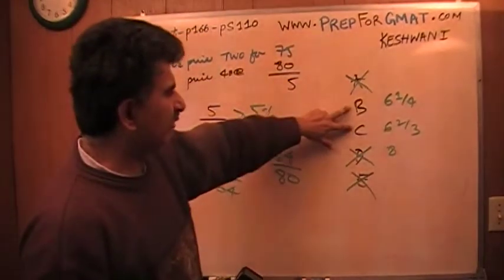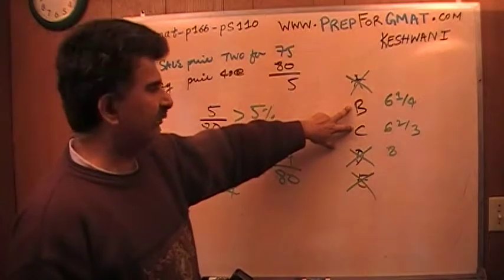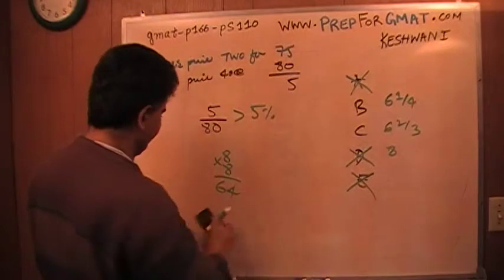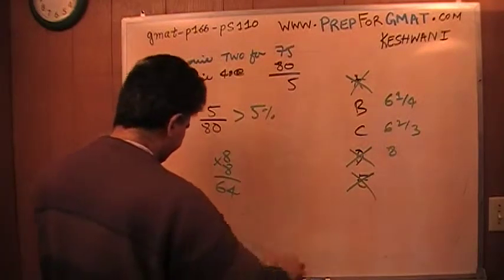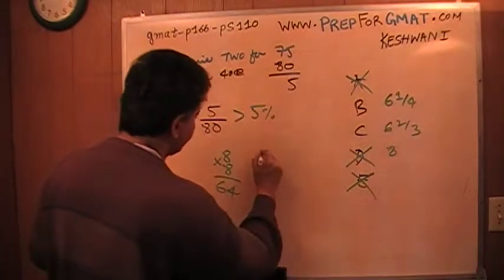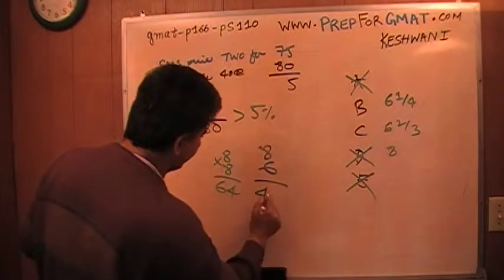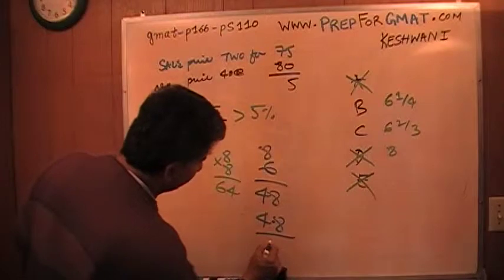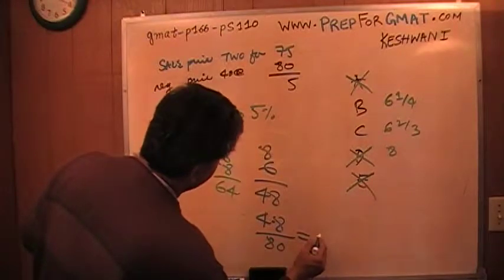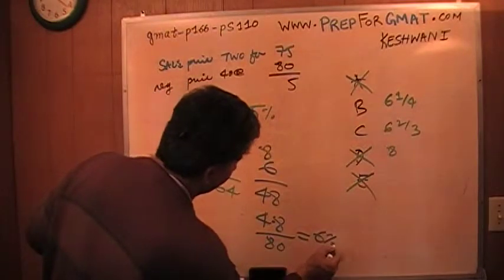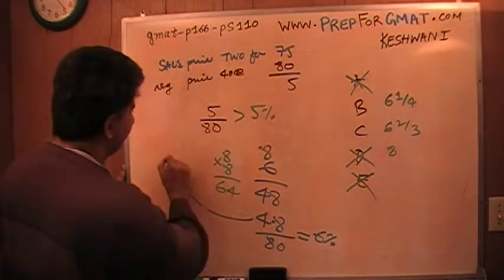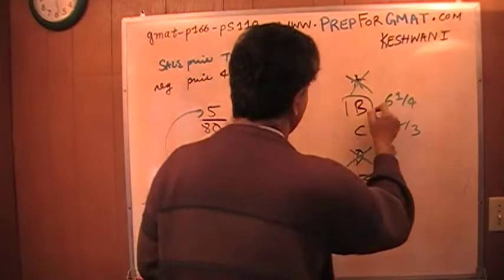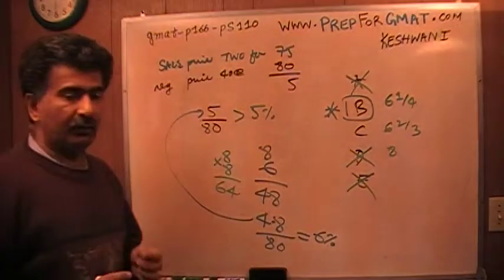So I'm down to these two. It has to be one of these two. I'm trying to figure out whether it's closer to 6 1/4 or 6 2/3. Let's try 6%. I know 8 times 6 is 48. Voila. That tells me that 4.8 divided by 80 is exactly 6%. Since I'm a little over 4.8, I'm at 5. The answer is 6 1/4%.